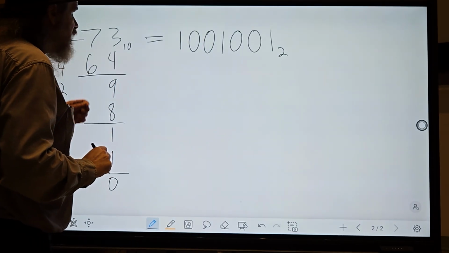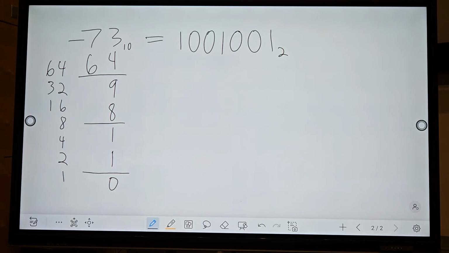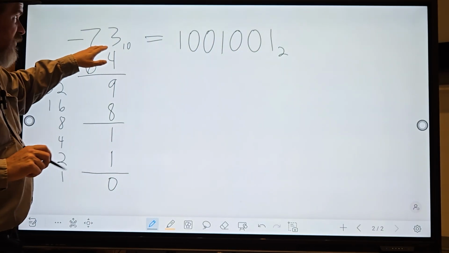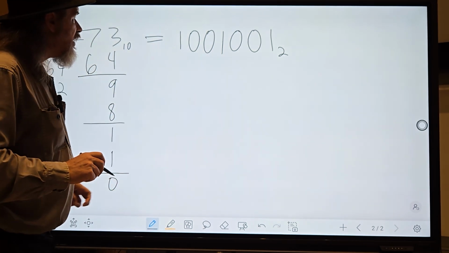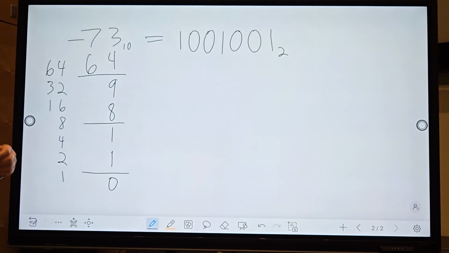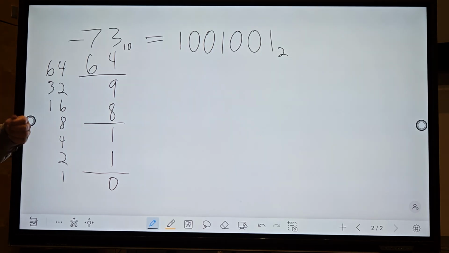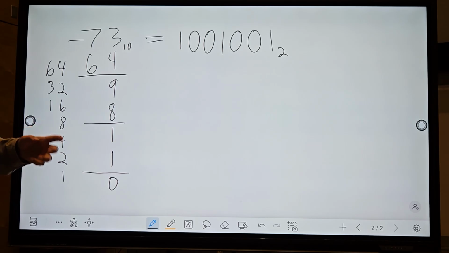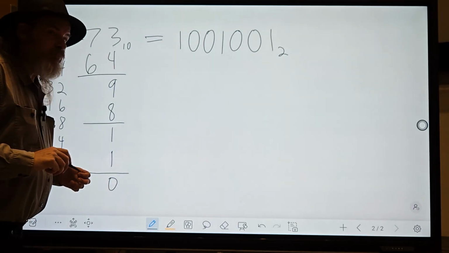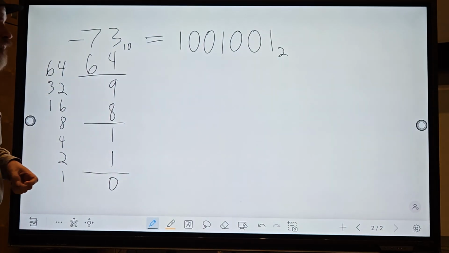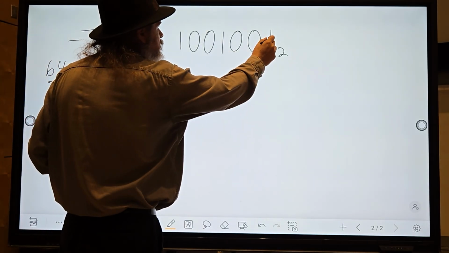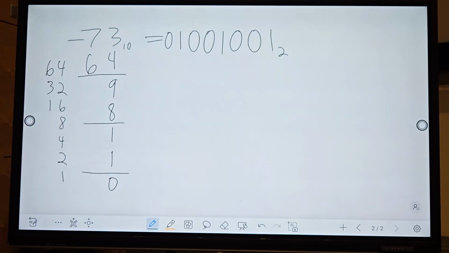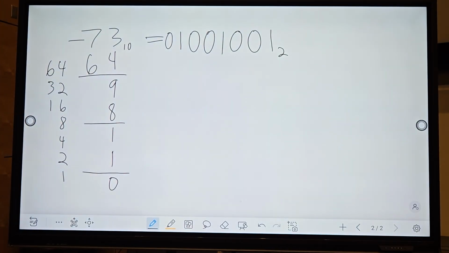To make it a negative number, you convert it to binary, which we've already done, the 73 into binary. Then you add enough zeros to the beginning of it to make it an even number of bytes. A byte being 8 bits. So we got 4, 7, so we need one leading 0 to make it an 8-bit number. Okay?